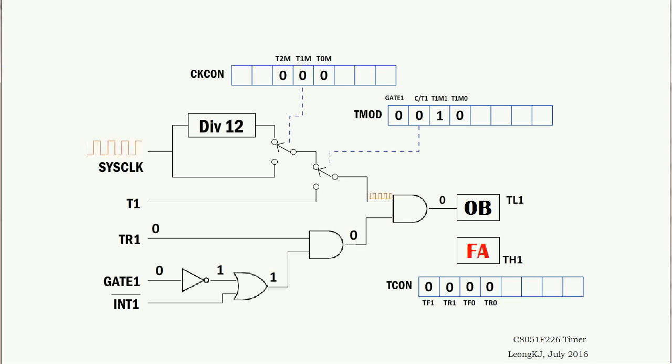Let's set it to FA. Observe the running of the timer. Observe carefully as the timer reaches FF. When the timer reaches FF, it goes into overflow. When this happens, the content in TH1 will be loaded into TL1. The timer continues to run from FA. Overflow occurs again.